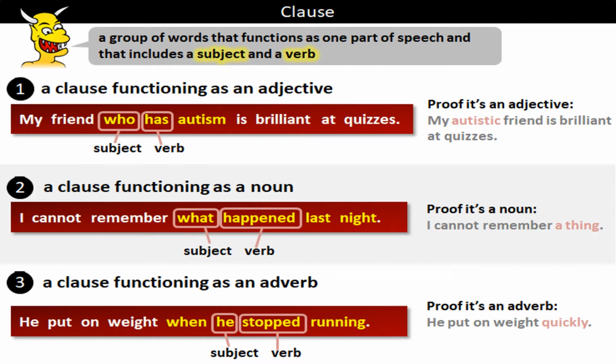A clause can also function as a noun. Remember, I cannot remember what happened last night. What is the subject, happened is the verb. What happened last night is a clause. A clause can also function as an adverb. He put on weight when he stopped running. When he stopped running has the subject he and the verb stopped. These are the different functions of clauses: as an adjective, as a noun, as an adverb.